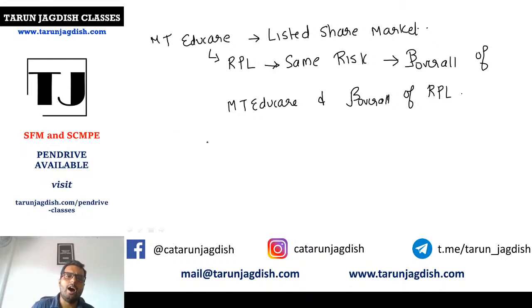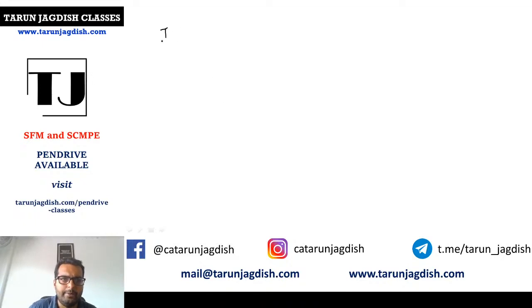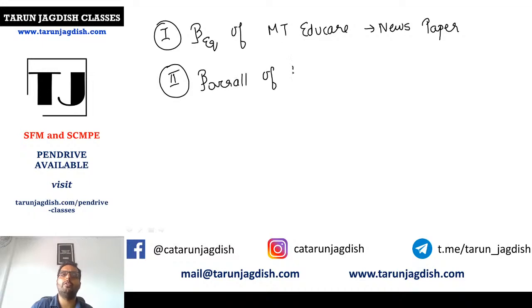So what RPL will have to do to find its beta is it will have to go by 4 steps. Step number 1 would be it will take the beta equity of MT Educare. This can be found out directly from the newspaper. Newspaper only provides beta equity. Newspaper does not provide overall beta. From the beta equity of MT Educare, we can find out the beta overall of MT Educare.